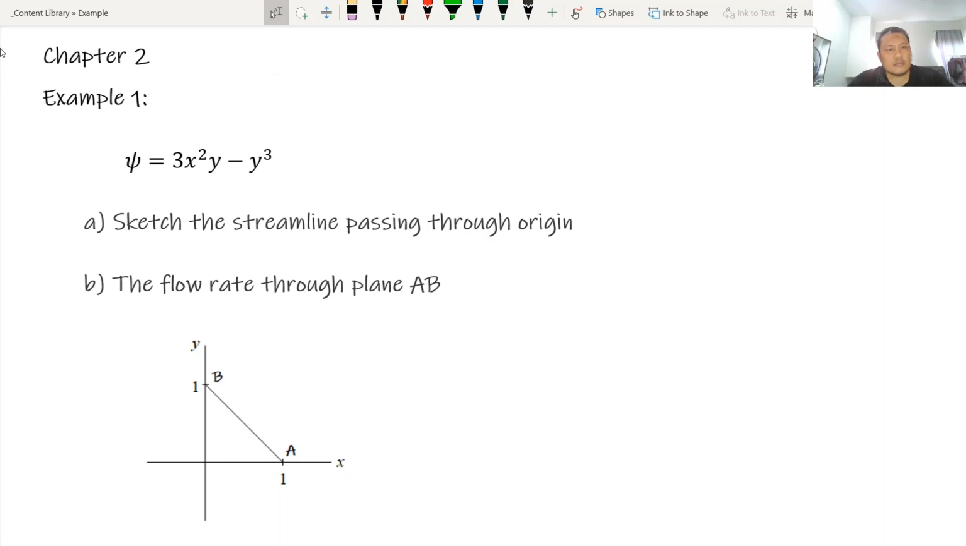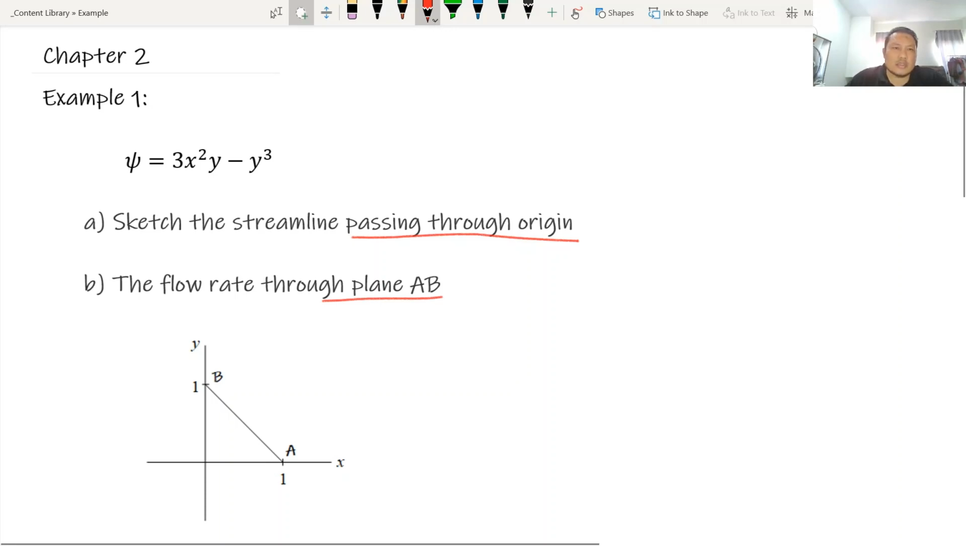Now we continue with chapter 2, example 1, stream functions. In this example, it gives us the stream function psi equal to 3x squared y minus y to the power of 3. Question A asks to sketch the streamlines passing through the origin. Question B asks to calculate the flow rate through the plane AB.